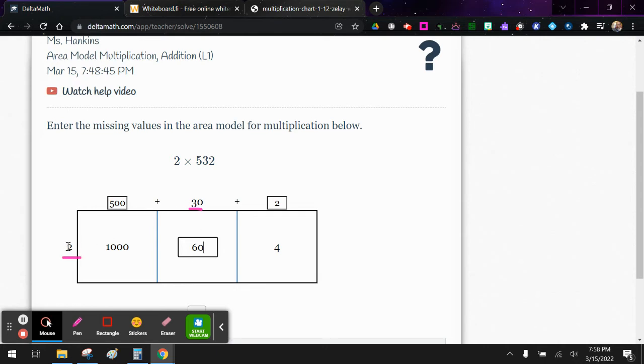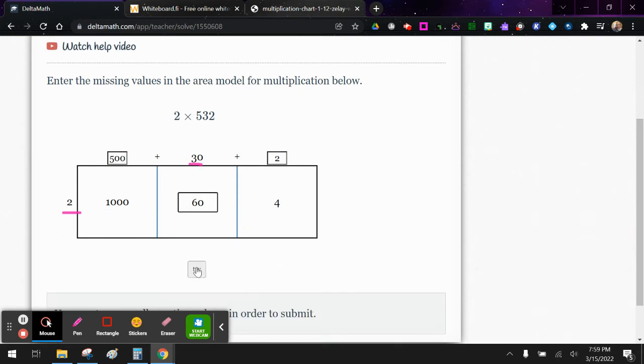If I gave you $30 one day and I gave you $30 on the second day, you would have a total of $60 if you didn't spend anything. So now we have 4 in the first box on the right, 60 in the box in the middle, and 1,000 in the box on the left.